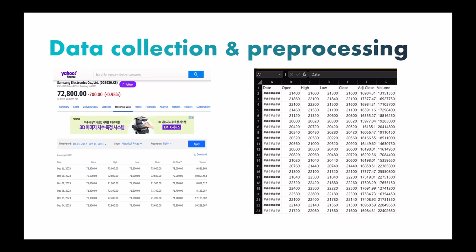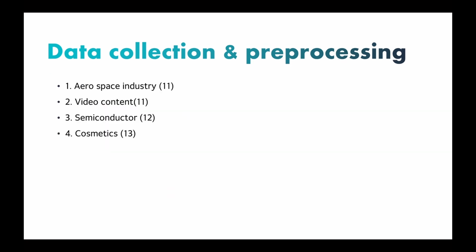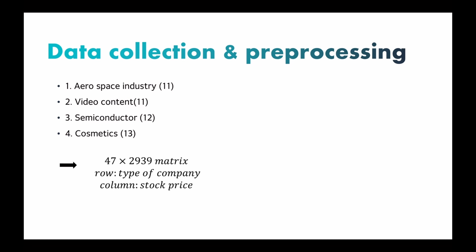First, we collected stock data from the Yahoo Finance website. We chose the time period as shown, and we used the close price data for the stock value. Before deciding which stocks to use, we first chose 4 categories that seem not to be related to each other: 11, 11, 12, 13 stocks each. As a result, we made a 47 by 2939 matrix as shown.